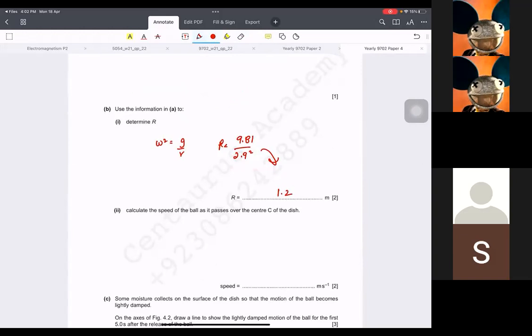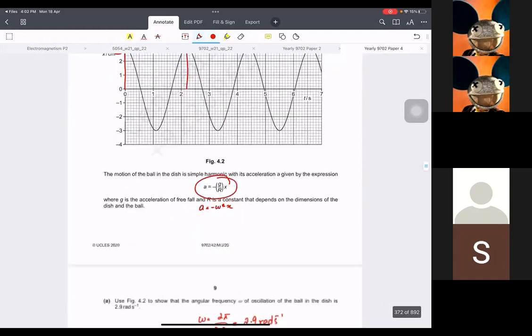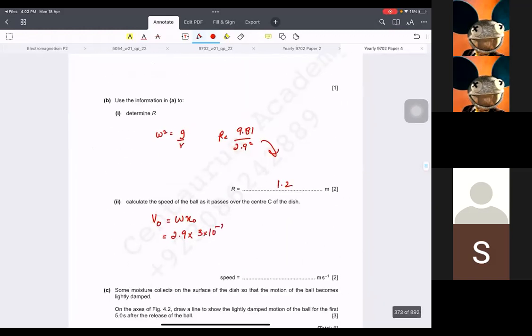So kinetic energy will be maximum at that point. V naught equals omega x naught, so we need to find x naught. Omega is 2.9 and x naught, the maximum displacement, is 3 into 10 raised to minus 2. What do you get? 0.087.